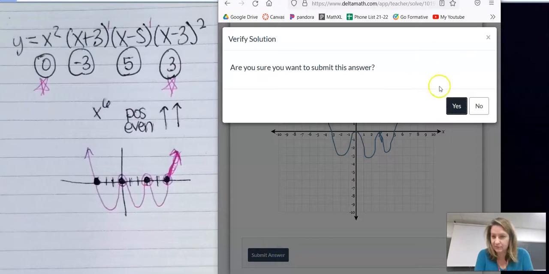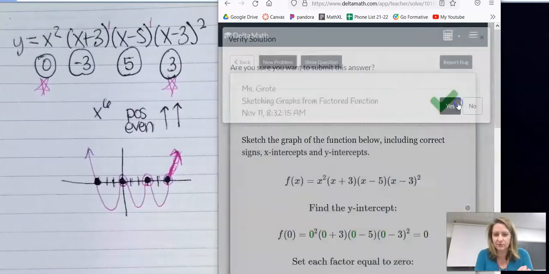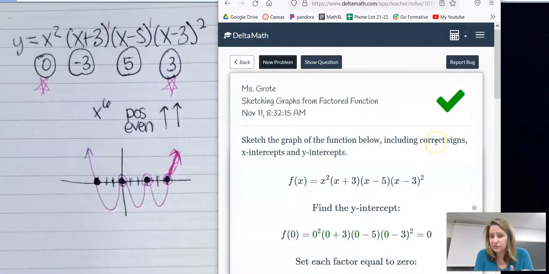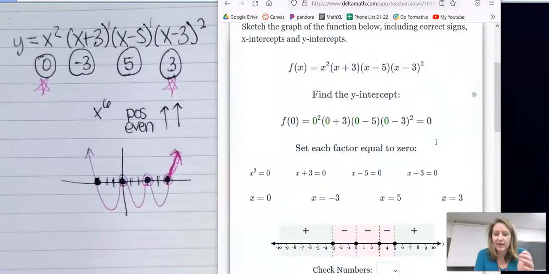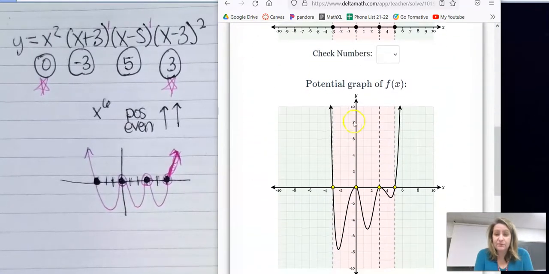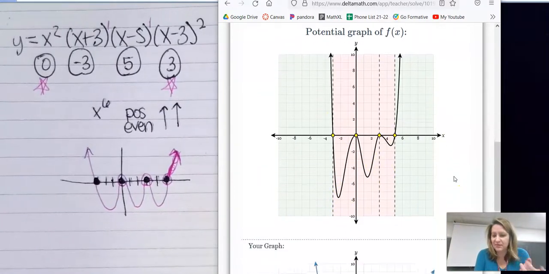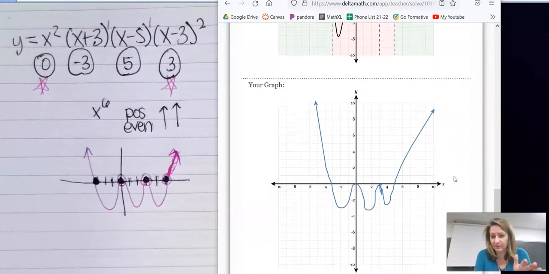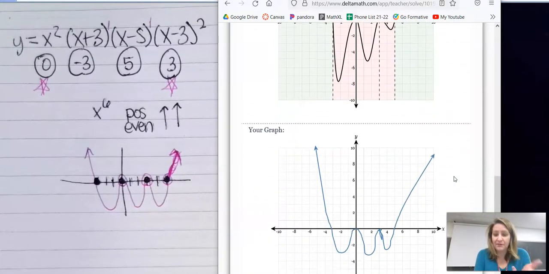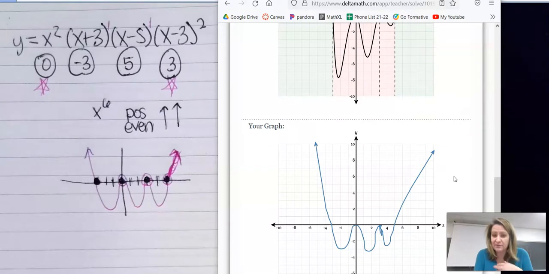Hopefully they'll take it, and I know they ask you if you want to submit your answer. Yes, you do. And then it showed me I did a good enough job sketching that. Now, if you come down here, it will show you where it should have been in terms of how tall those curves should have been and things like that. But you can see my graph doesn't look like that, but it does go through the correct points. I'm bouncing in the correct spots, and that's what it's looking for. So that's how you're going to do those last couple questions on Delta Math.